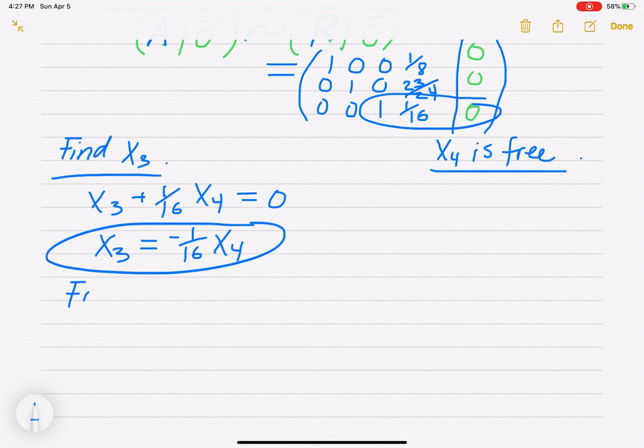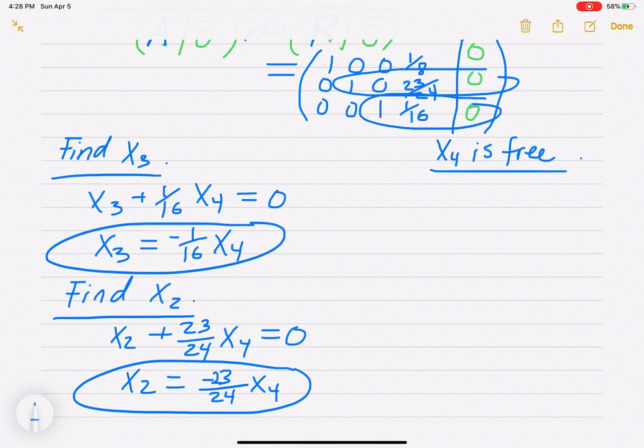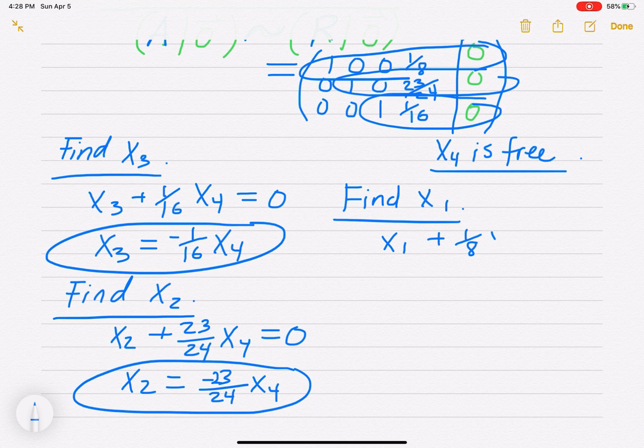Okay, now I'm going to find x2, right? I'm going to use this second row here. x2 plus 23 over 24 x4 equals 0. x2 is what? Minus 23 over 24 x4. Okay, let's find x1 now. Use that top row. x1 plus 1 over 8 x4 equals 0, x4 is free. x1 equals negative 1/8 x4.